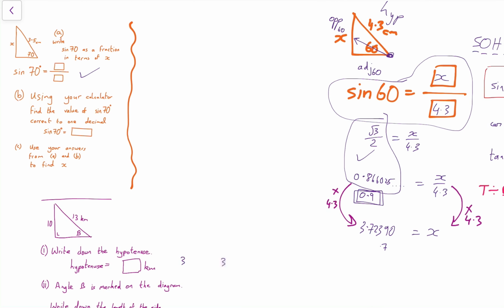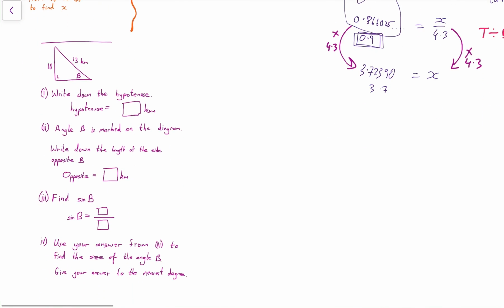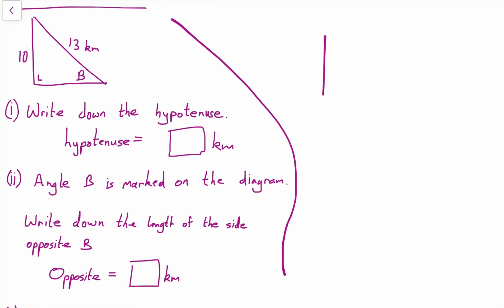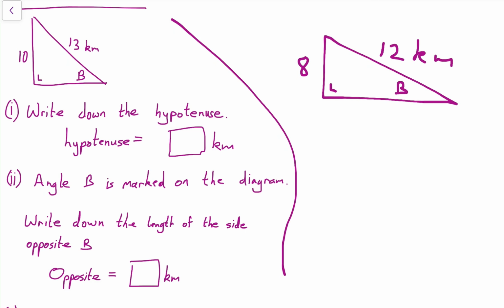So we can take a look at another question. Our new question is very similar to this. We've got a triangle with angle B in it. Write down the hypotenuse. That couldn't be any easier. So if we take a very similar triangle for ourselves, let's say ours is 12 kilometers, 8 the right angle, and we'll label ours B as well, why not? Let's write down the hypotenuse.